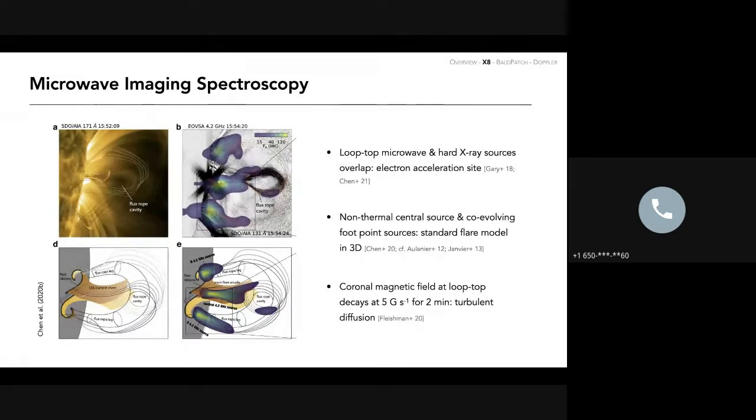Now, from microwave imaging, you can also estimate the distribution of the magnetic field in a 2D map. And the Fleishman et al. paper in Science looked at the time evolution of the magnetic field. They found that at the loop top, the magnetic field decreased really rapidly, by about 300 to 400 gauss over 2 minutes. So that supports that the magnetic energy is being released there. That's also a very nice observation. Next slide, please.